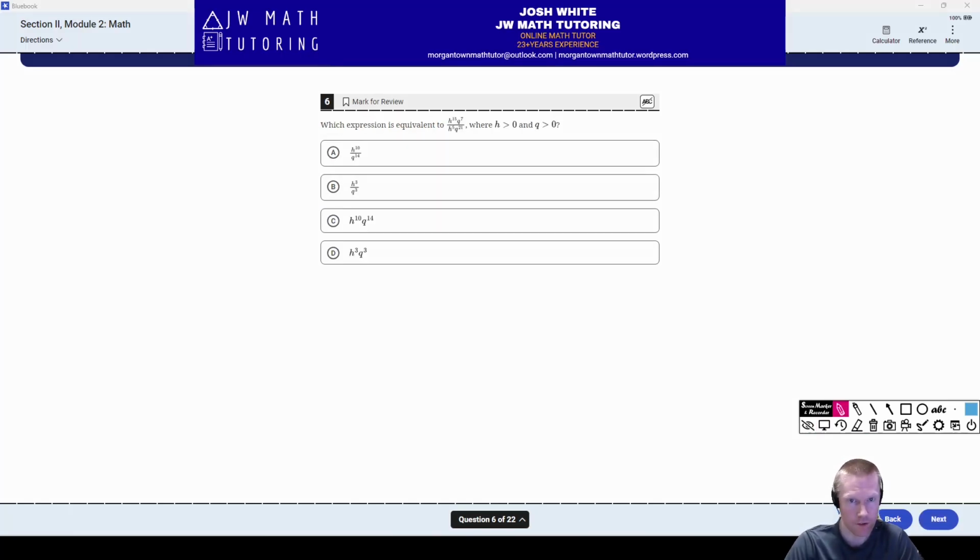Next up, we have simplification of a fraction with some variables in it. If you know the rules of exponents, by the way, I'm going to rewrite this just because the exponents are really, really small to see on the screen. Here, the rules of exponents say we subtract. So 15 minus 5 is 10. So we're going to have h to the 10th on top.